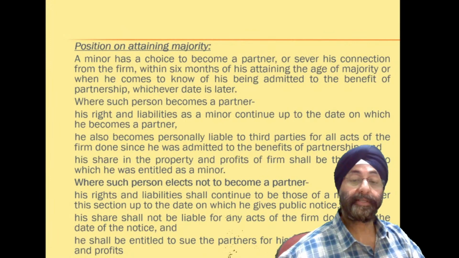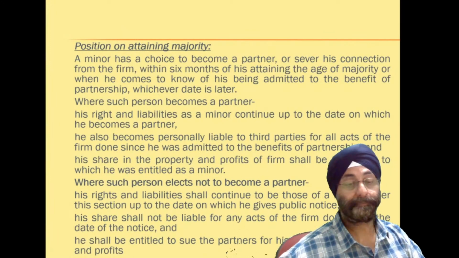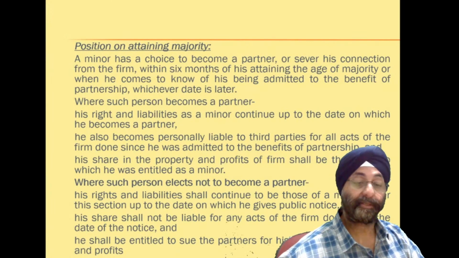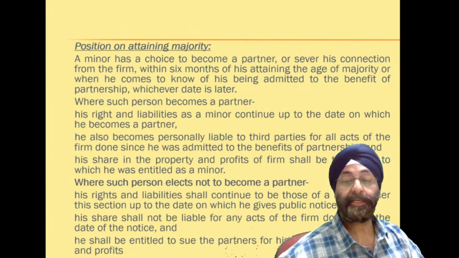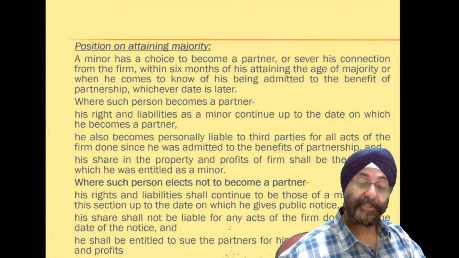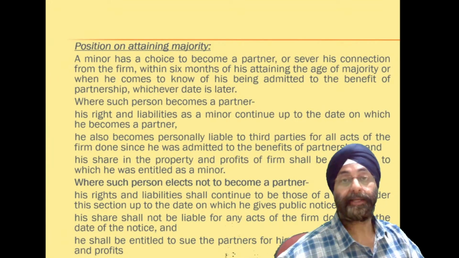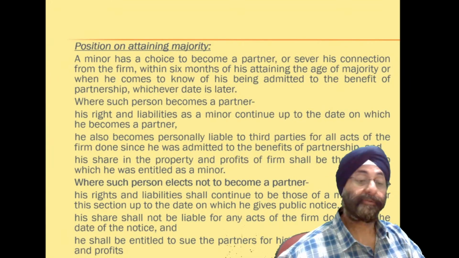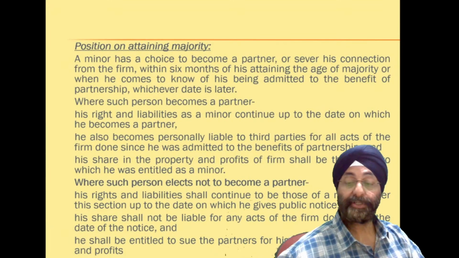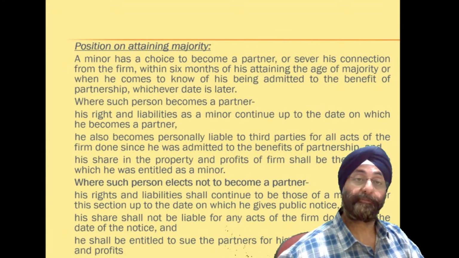Where such a person elects not to become a partner, his rights and liabilities shall continue to be those of a minor under this section up to the date on which he gives public notice. His share shall not be liable for any act of the firm done after the date of such notice, and he shall be entitled to sue the partners for his share of property and profit.